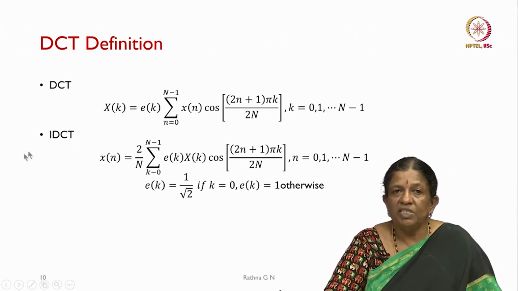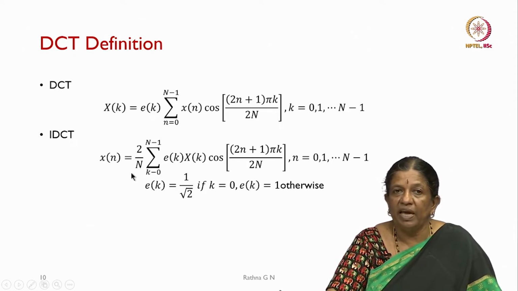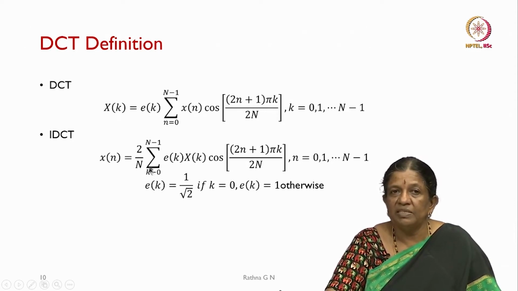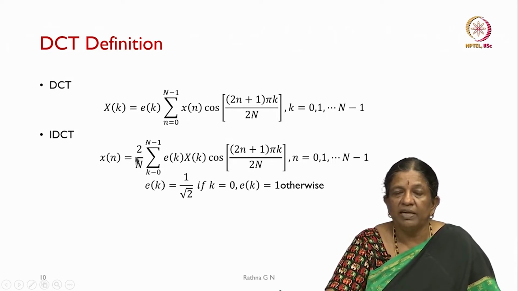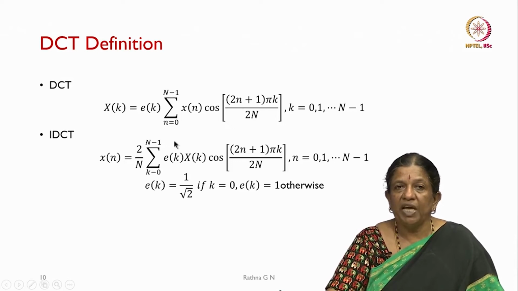In the reverse process, the IDCT, instead of multiplying by root 2 by N in both cases, we consider only in the IDCT form 2 by N. This will be going from 0 to N minus 1.